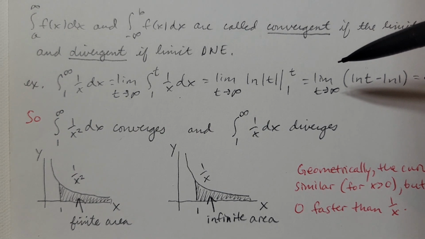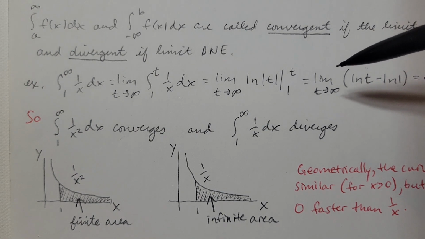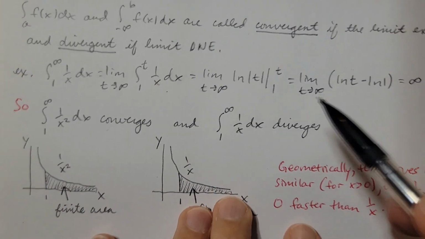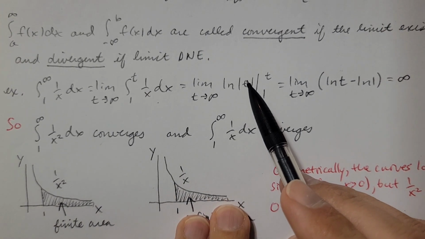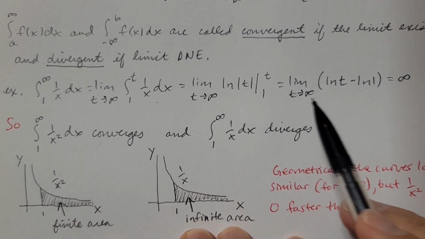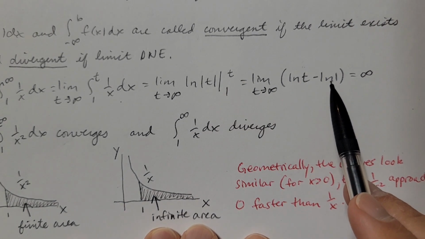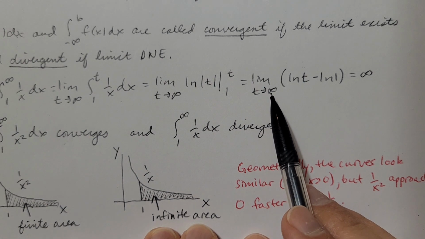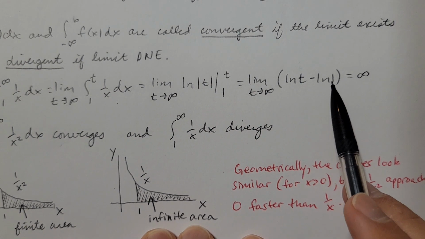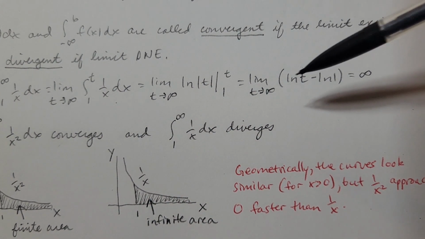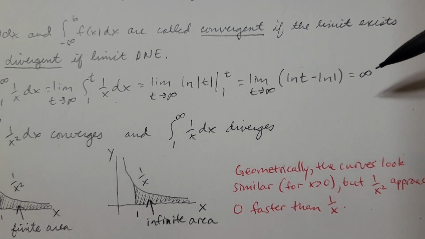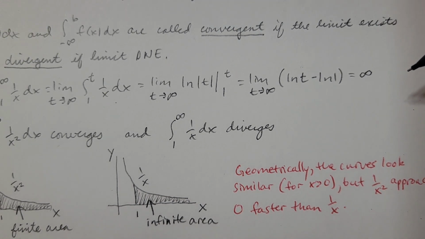And then when I plug in my bounds here, sorry, this should be an x, ln of x. So then when I plug in my bounds, I get the ln of t minus the ln of 1. And t is approaching infinity. Okay, the ln of 1 is 0. The ln of infinity is infinity. So the answer would be infinity.